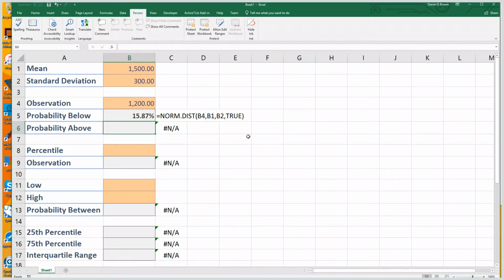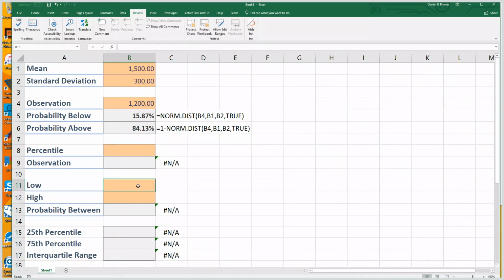The probability above is simply 1 minus norm.dist of the observation, mean, standard deviation, true, and we get 84.13. So if we have an observation and we want a percentile or the probability below, we use norm.dist.